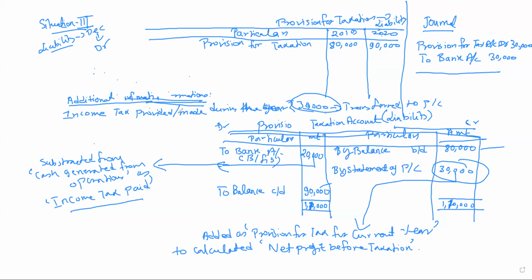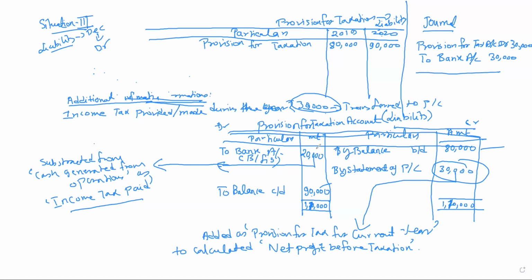Whenever they say income tax provided or made during the year, means this amount will be transferred to profit and loss account. So when you transfer amount to profit and loss, what is the journal entry? Statement of PL account debited to provision for taxation account. To provision for taxation account. तो provision for taxation account आपके लिए क्या है? Liability है. Opening balance 22 में गया. Statement of PL 30,000 credit में चला गया. Closing balance 90 आ गया.